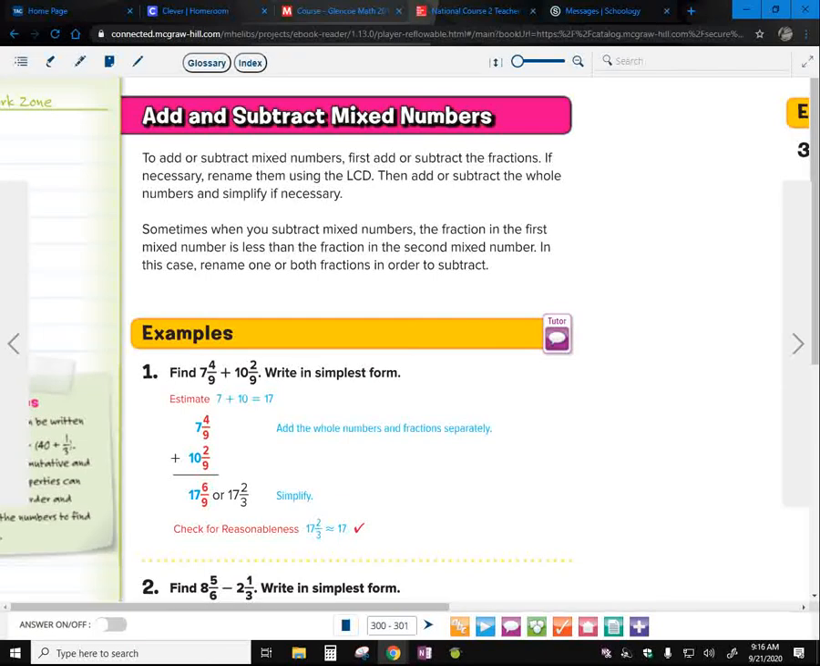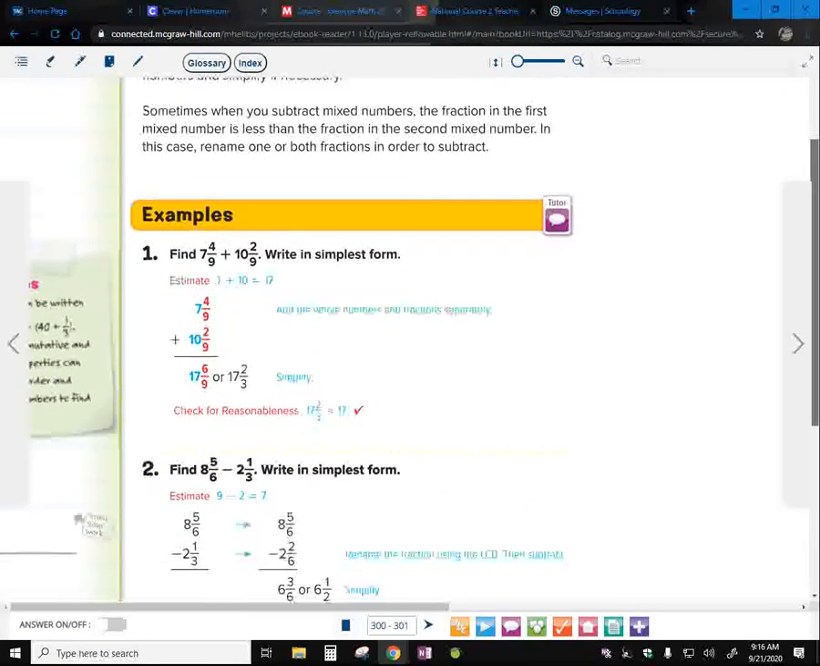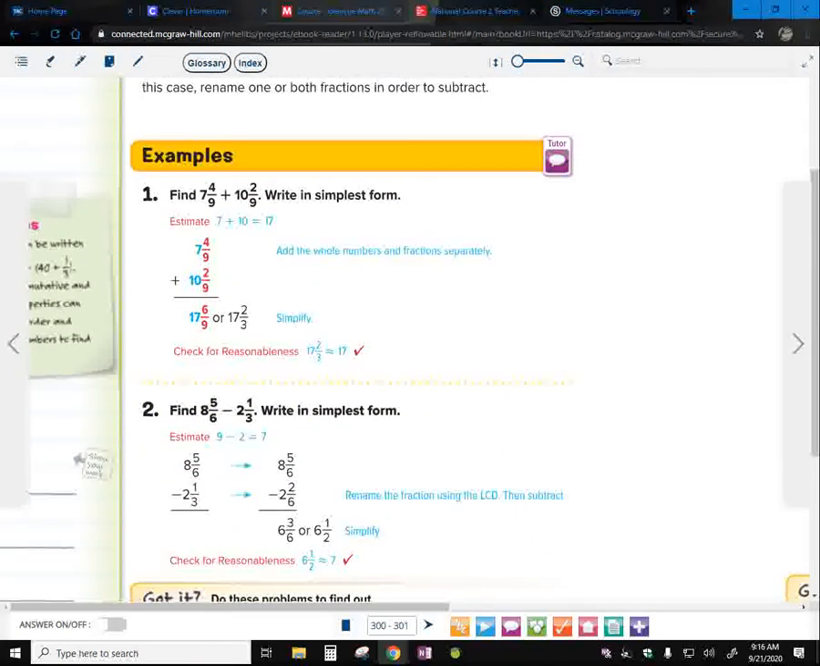Sometimes when you subtract mixed numbers, the fraction in the first mixed number is less than the fraction in the second mixed number. In this case, rename one or both fractions in order to subtract. For example, we have 7 4/9 plus 10 2/9, right in simplest form. It's having us estimate just to make sure that we're having an idea as to what the answer should be. So we estimate that 7 plus 10 is about 17, so we know that we're going to have somewhere around 17. We have 4/9 and 2/9.